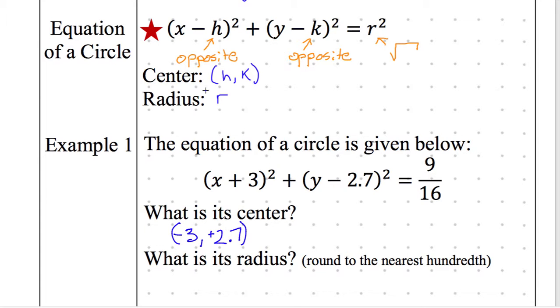The trick is just look at the number next to the x and take the inverse of it. If it was a 3, make it a negative 3. If it was a negative 2.7, make it a positive 2.7. That's it. That's as easy as I can make it.